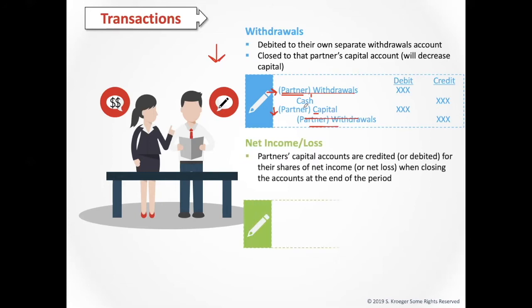Next, we'll discuss net income and loss. This is the topic that we'll be covering for the next few slides. First, I just want to go over the journal entry, then we'll look at the amounts. A partner's capital account will be credited with net income, or it would be debited if there was a loss when closing the accounts out at the end of the period.